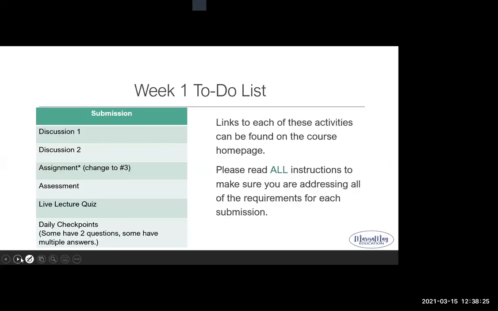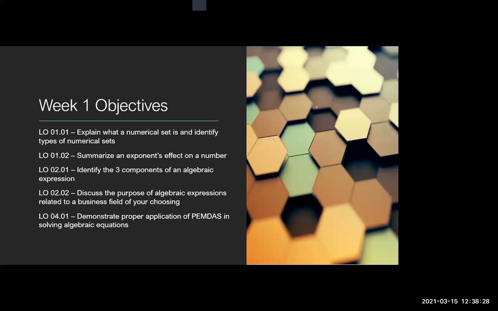All right, so let's take a look at the objectives for week 1. Now we have quite a few of them that we need to be mindful of. What I'm going to do through our session today is show you the learning objective, then explain it, and then give you 2 to 3 different ways you might see that learning objective asked on an assessment, on an assignment, and so forth.